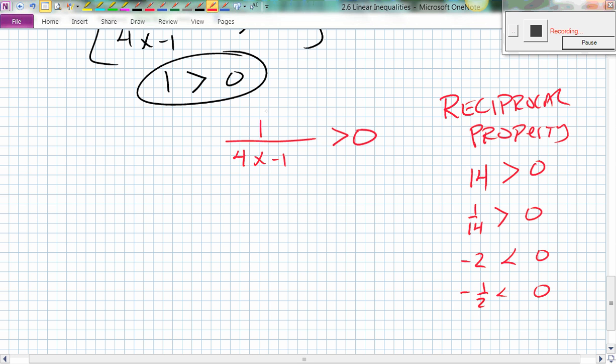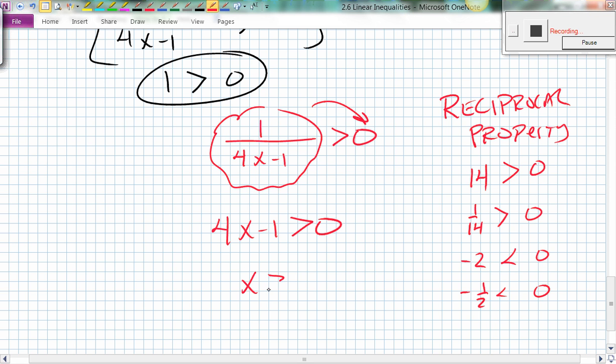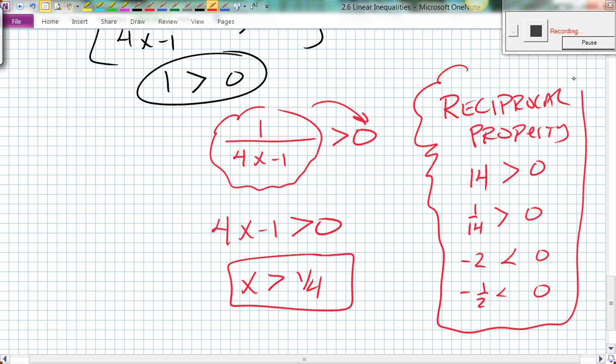So notice what we have. We have a number that is bigger than 0, so its reciprocal is guaranteed to be greater than 0. So 4x minus 1 is guaranteed to be greater than 0. Therefore, x is greater than 1/4 when you solve this. So the reciprocal property is something we need to consider when dealing with negative x.